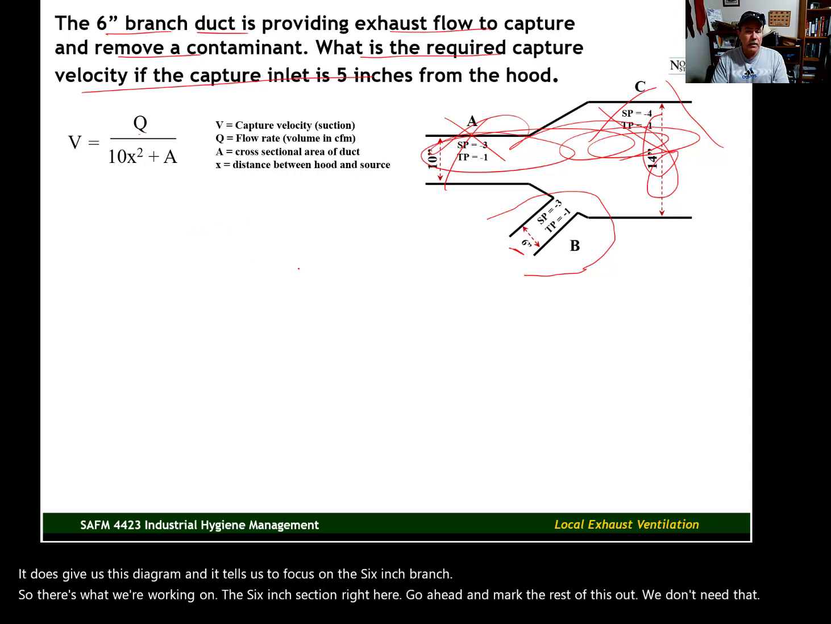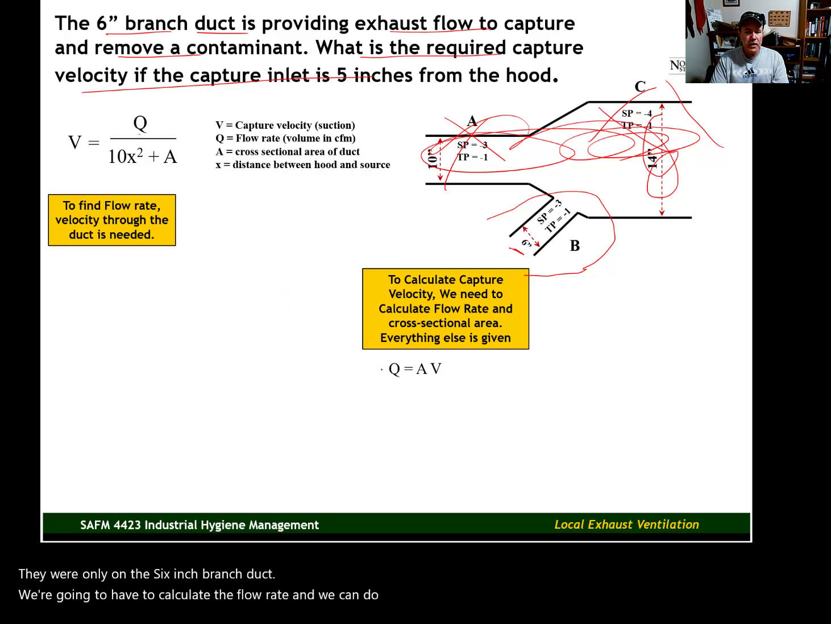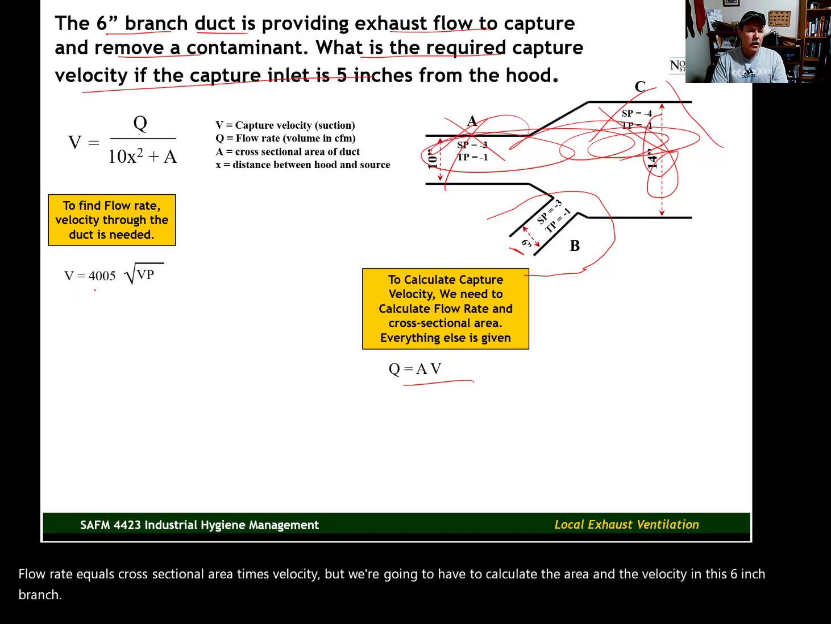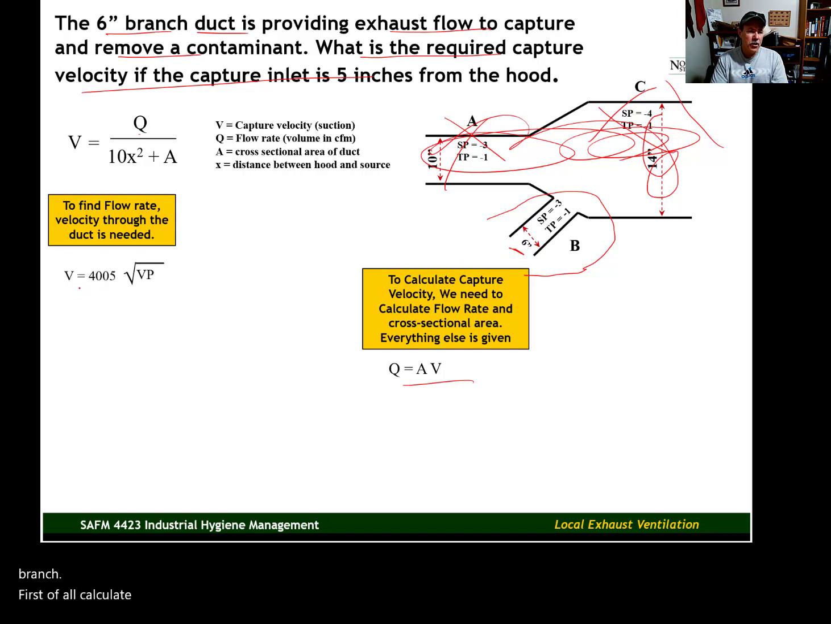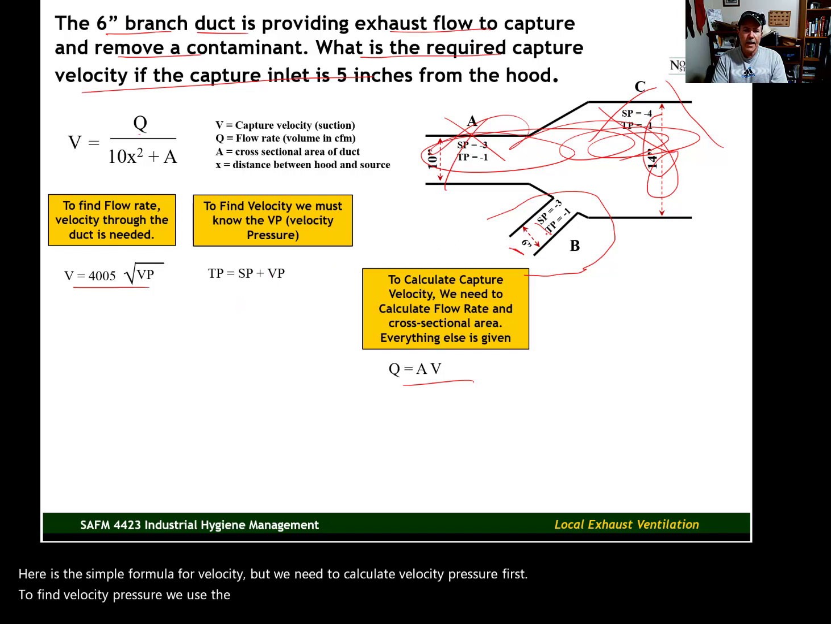We're going to have to calculate the flow rate, and we can do that using this formula. Flow rate equals cross-sectional area times velocity, but we're going to have to calculate the area and the velocity in this 6-inch branch. First of all, calculating velocity. Here's the simple formula for velocity, but we need to calculate velocity pressure first. To find velocity pressure, we use the total pressure formula and the information that's given to us in the diagram.